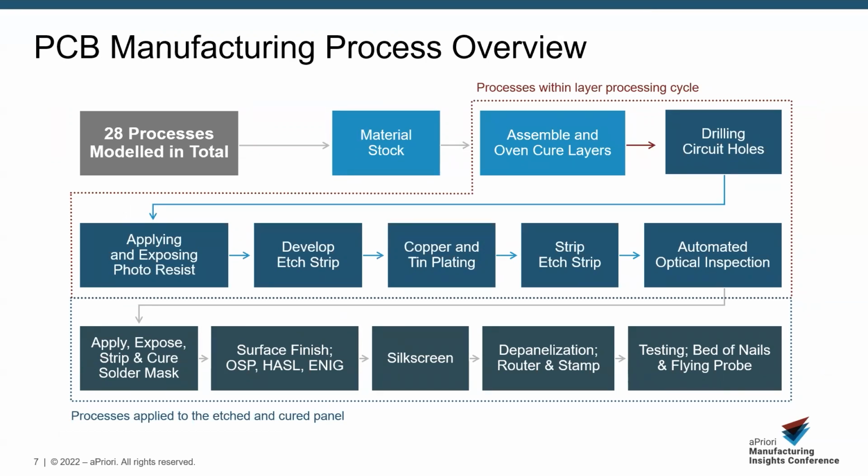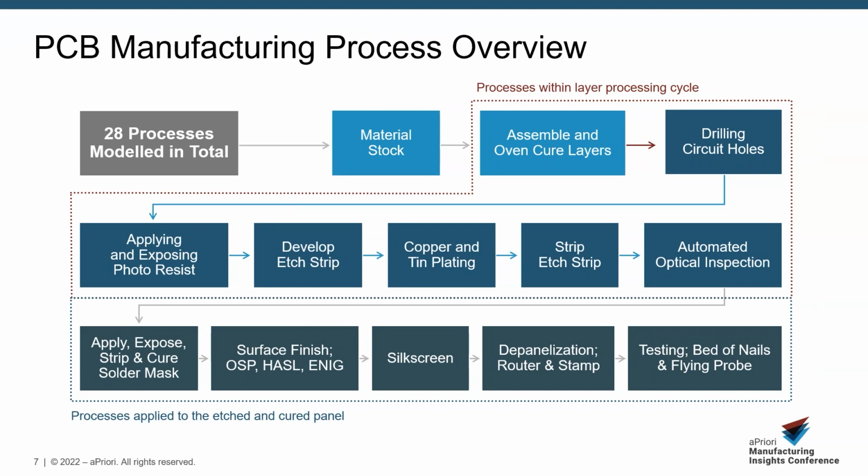The processes in the red outline are part of the layer processing cycles and will vary depending on the board stack up and hole types. The processes in the blue dotted outline are applied to the panel once all the layers are cured. But I show this process map to give you an idea of the processes that we accounted for, but also to emphasize how many there are.